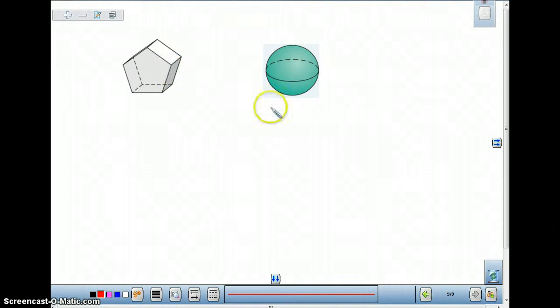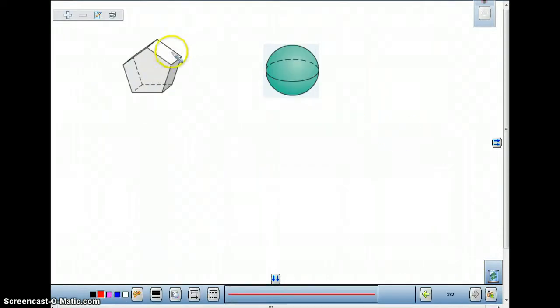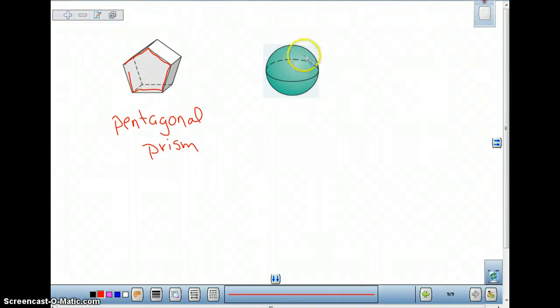Okay, and just 2 more. This one is an awful lot like this one where it's up on its side. If I take a look at this one, again, my 2 parallel bases are going to be this pentagon and the pentagon in the back. So this is actually going to be a pentagonal prism. Okay, so make sure you look for the 2 sides that are parallel to each other, not necessarily just looking at what's on the bottom. That doesn't always work. Okay, and then if we have a 3-dimensional circle, we call it a sphere. Okay, so nothing too major.